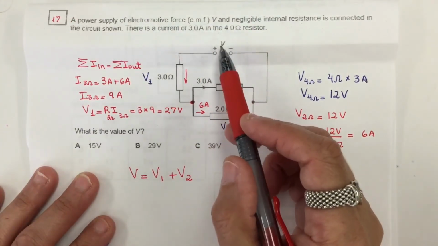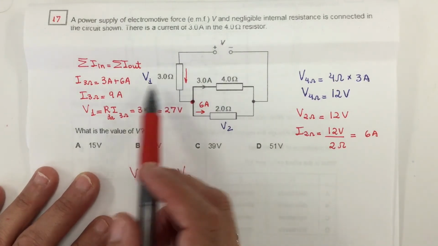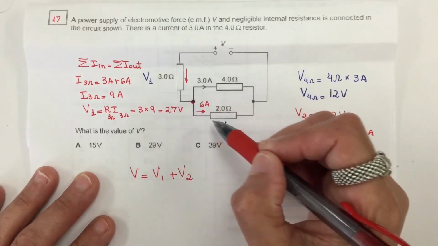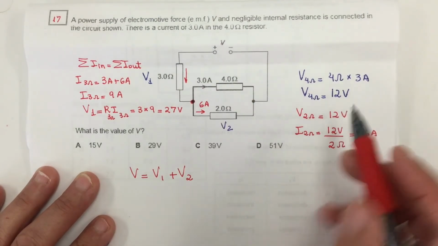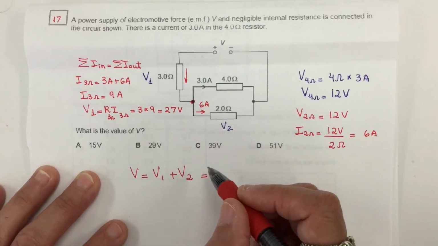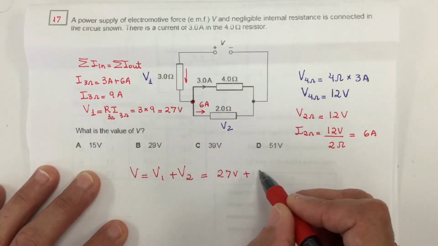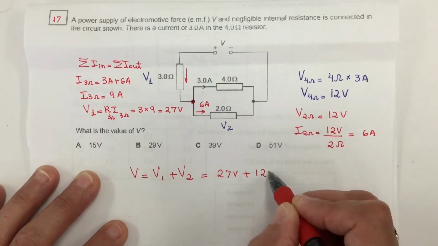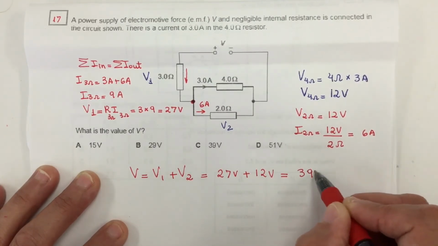Finally, my EMF right here will be my V1, the voltage on this, plus the voltage on these two in parallel, which is 12. So my V is 27 plus 12 volts. So the answer is 39 volts.